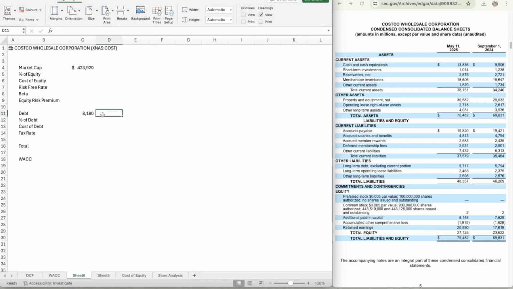I think one thing we're going to see is that Costco's market cap is nearly 424 billion, and the debt is 8 billion of it. It's barely anything of the company, so it's not going to have that much impact on the WACC. We'll see that when we just do the percentages here.